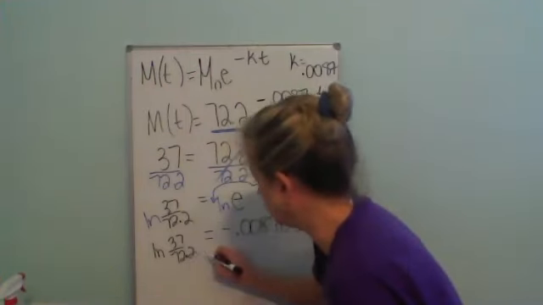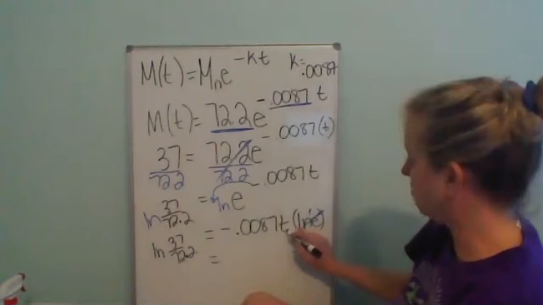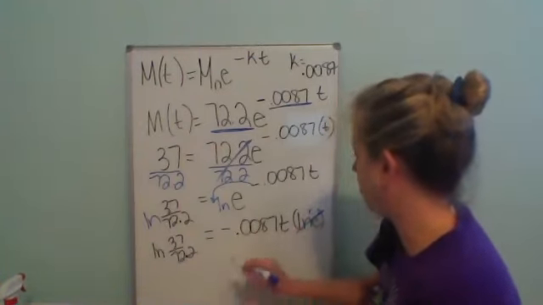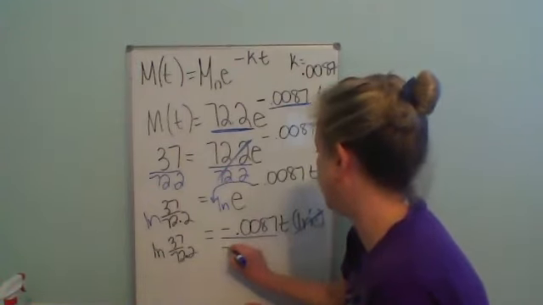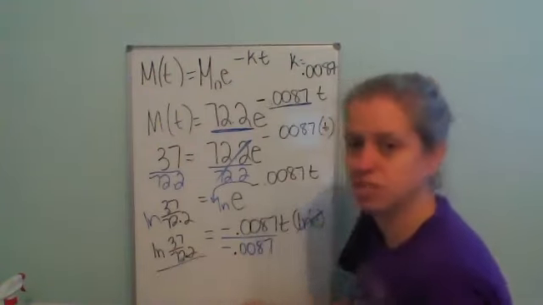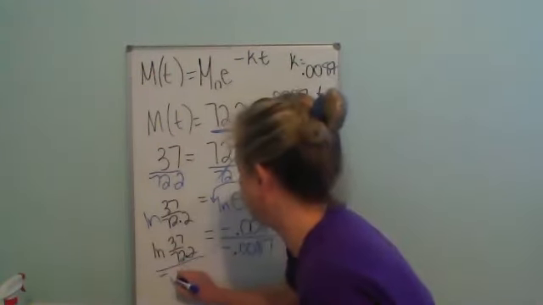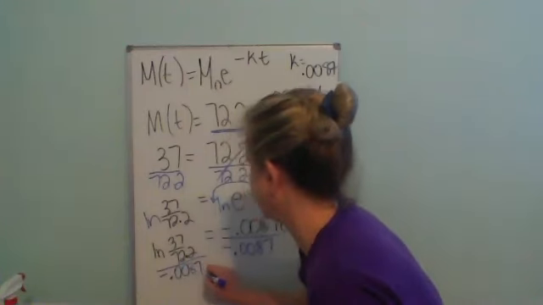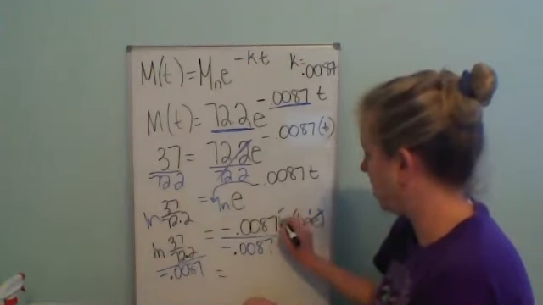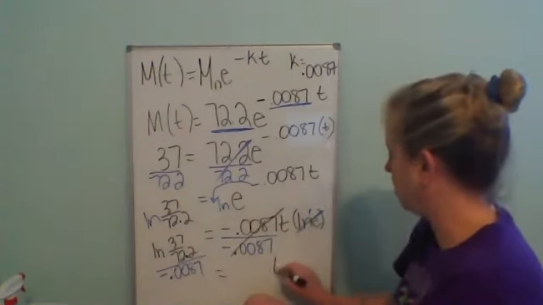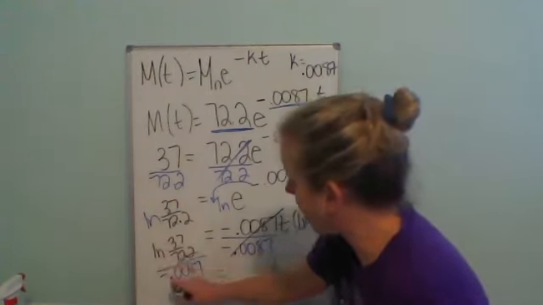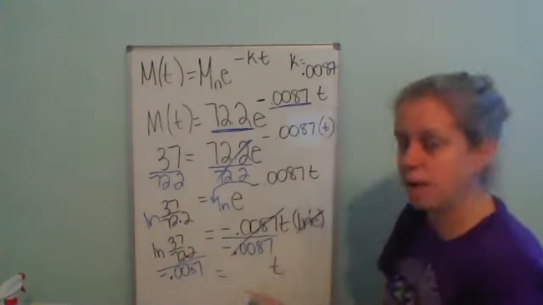If I'm solving for t, I just need to get rid of that negative 0.0087. So I'll just divide by it. Do the same thing on the left. Divide by negative 0.0087. Once I do that, the negative 0.0087s on the right will cancel, and I'm just left with the t. On the left, I have all this big mess, which I'm just going to type into my calculator.